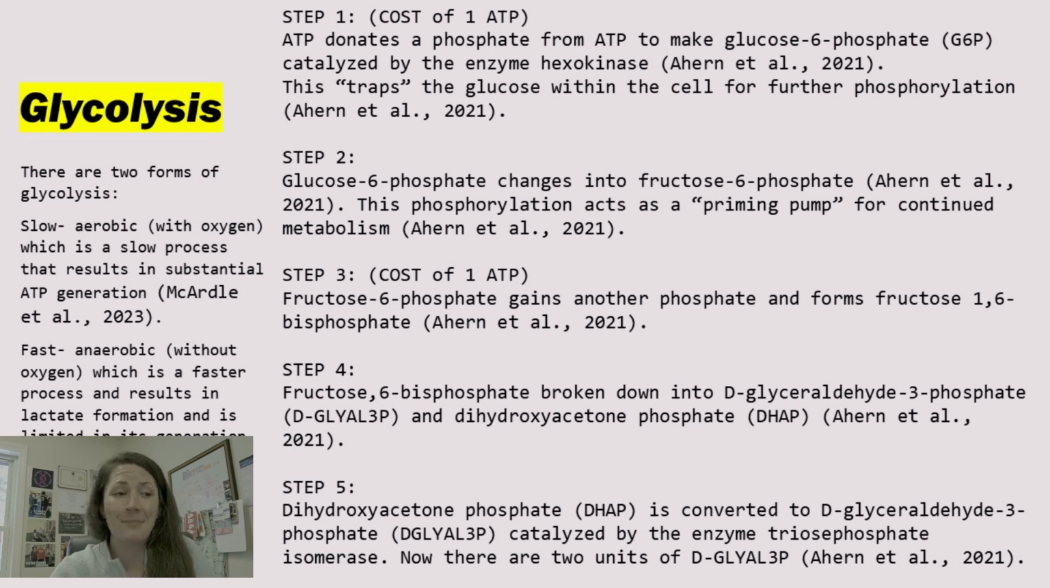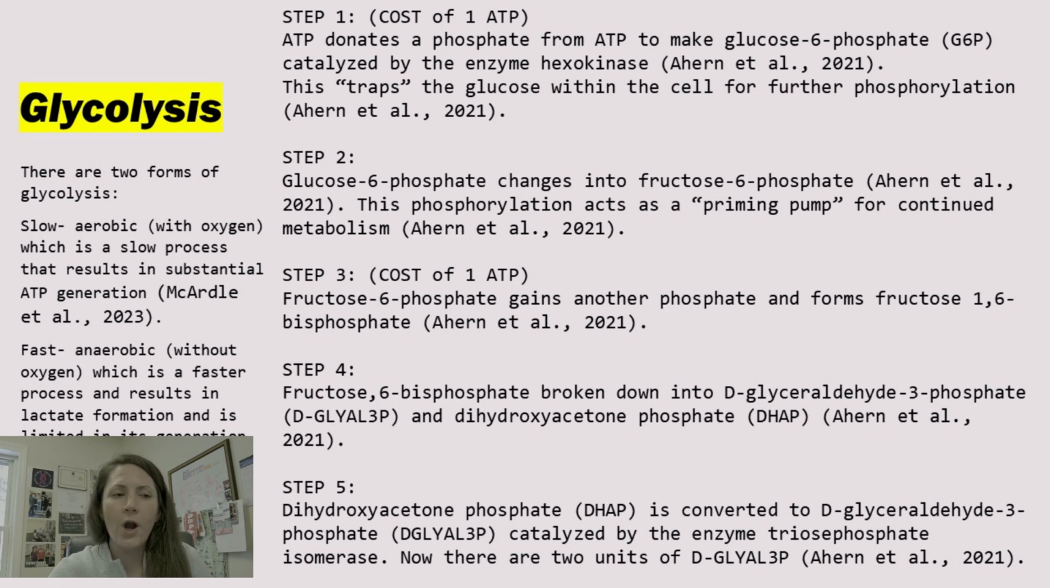Now we move on to step number 3. Step number 3, again, costs us 1 ATP, and I bet you can guess why. Again, hexokinase is going to swoop in, steal one of those phosphates from ATP, turn that into ADP, and tag that on the end of the fructose 6-phosphate, so that we then have fructose 1,6-bisphosphate. The reason we say bis instead of biphosphate is because the phosphates do have some space in between them.